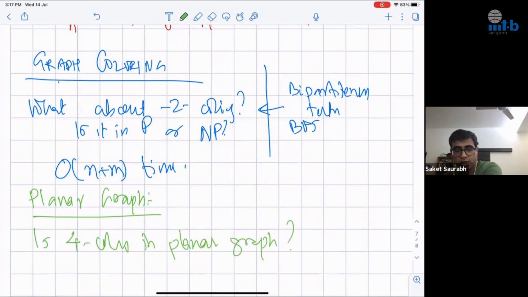I give you a planar graph, and I want to know whether this graph is 4 colorable or not. Like, can I use 4 colors to color my planar graph? Is this question poly time? Okay, NP complete.